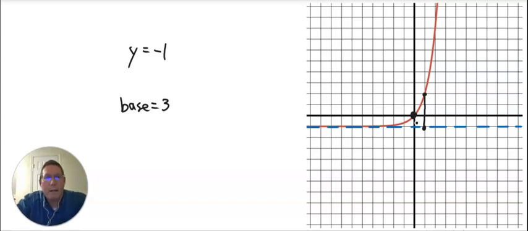Okay, that's it. That's all you have to be able to do in this particular lesson: be able to identify the horizontal asymptote and then be able to identify the base of the exponential curve. And then in lesson 5.4, we will actually write out the entire equation of the exponential function.